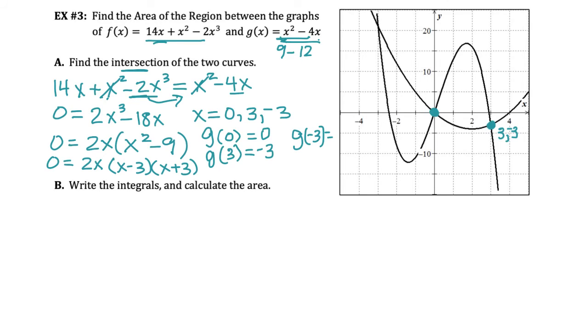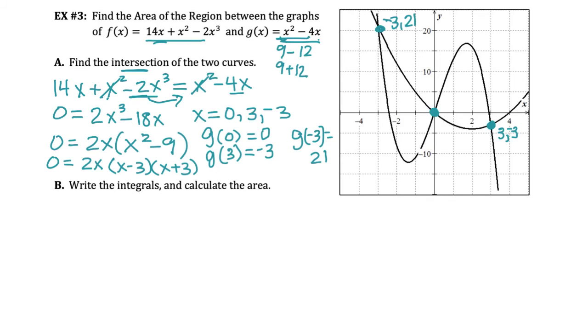And then if I plug in a negative 3, well, I'm still going to have a 9, but that negative 12 is going to go to a positive 12. So that's going to give me a 21. So way up here, and it looks like from the graph that's going to be correct. I've got negative 3 and a positive 21. So I found my points of intersection. Alright, now I need to write the integrals and calculate the area.